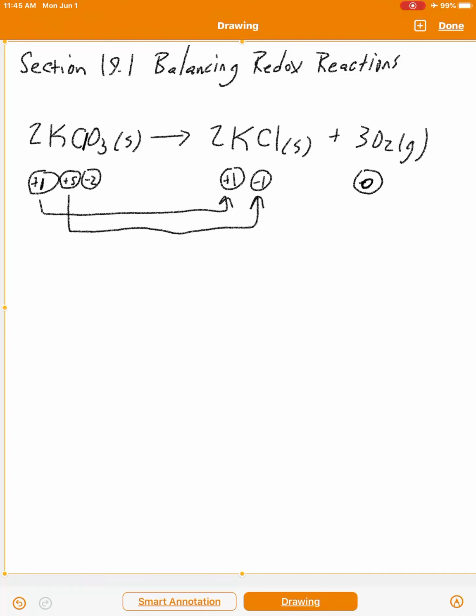The chlorine has gone from +5 to -1, indicating that it's gained a total of 6 electrons. Each chlorine has gained 6 electrons, going from +5 to -1. That requires gaining 6 electrons. Each oxygen, on the other hand, has gone from -2 to 0, so that means each oxygen has lost 2 electrons. Right? So that's the idea of a redox reaction, that one element loses electrons, in this case the oxygen, got oxidized.